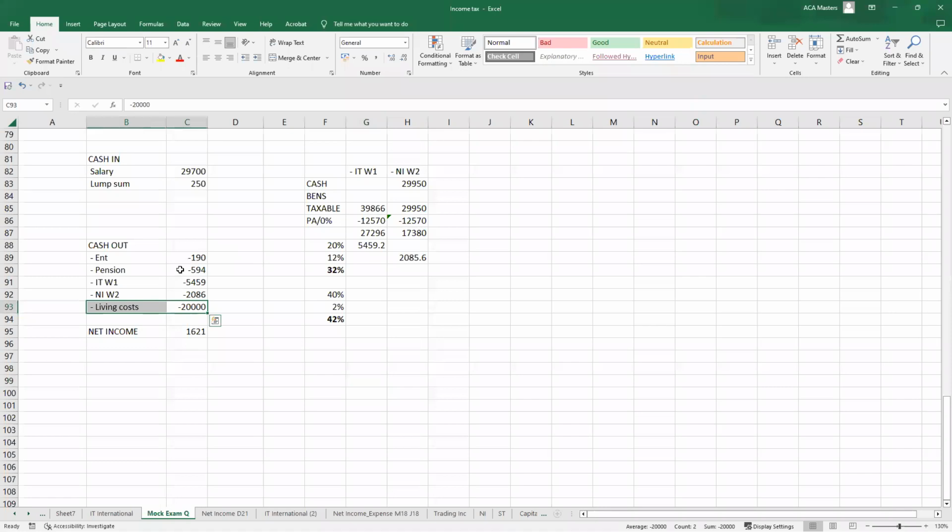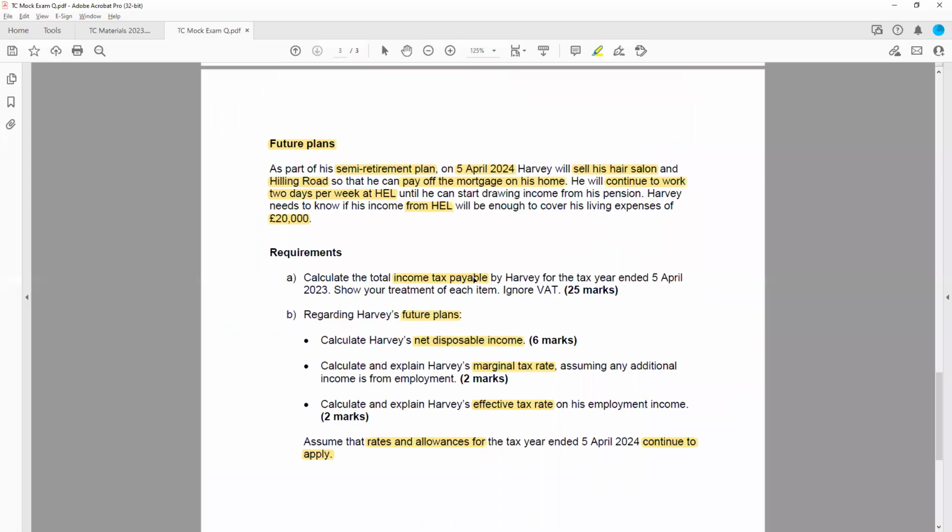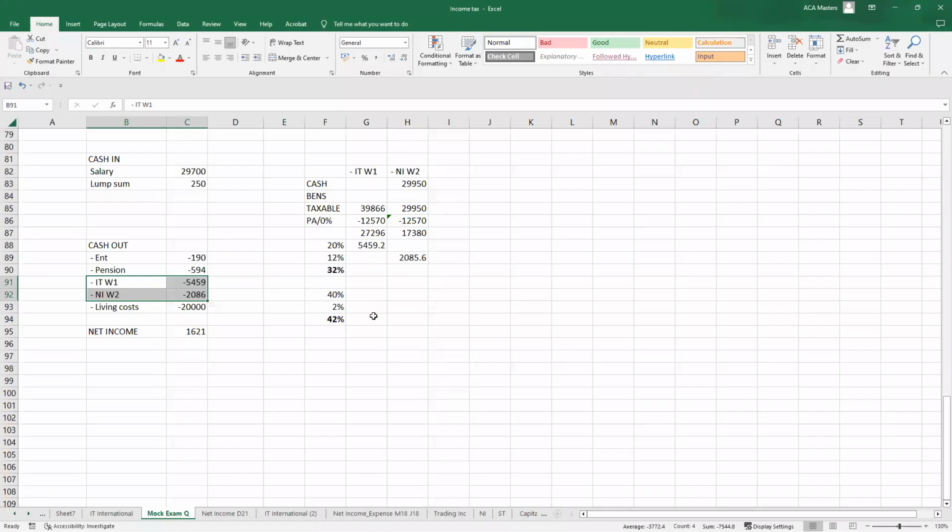And as we said, some of those were very easy. These marks were very easy. And then those two there, just a bit more involved, not too difficult. So calculate and explain Harvey's marginal tax rate, assuming any additional income is from employment. So what's his marginal tax rate? So what this means is the tax rate that he would pay on any additional income. So on the next pound of income.